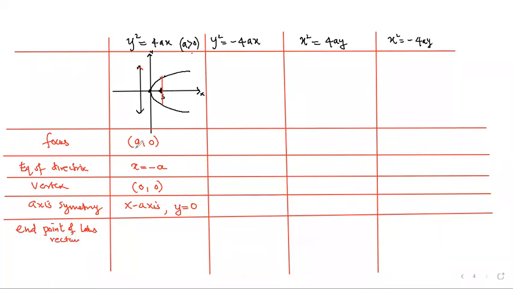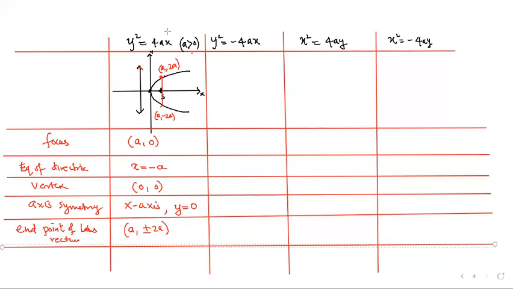One focus is a comma 0, so the latus rectum endpoints will also have the same x coordinate a, but the y coordinate will be 2a, and here a comma minus 2a. So the endpoints of the latus rectum are a, plus or minus 2a. Then comes the length of the latus rectum. Length of latus rectum is 4a. I hope you understood this.